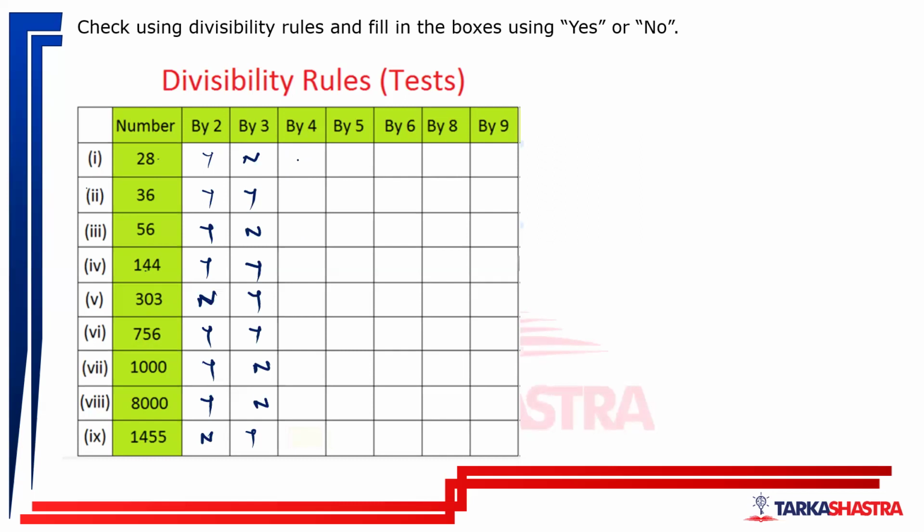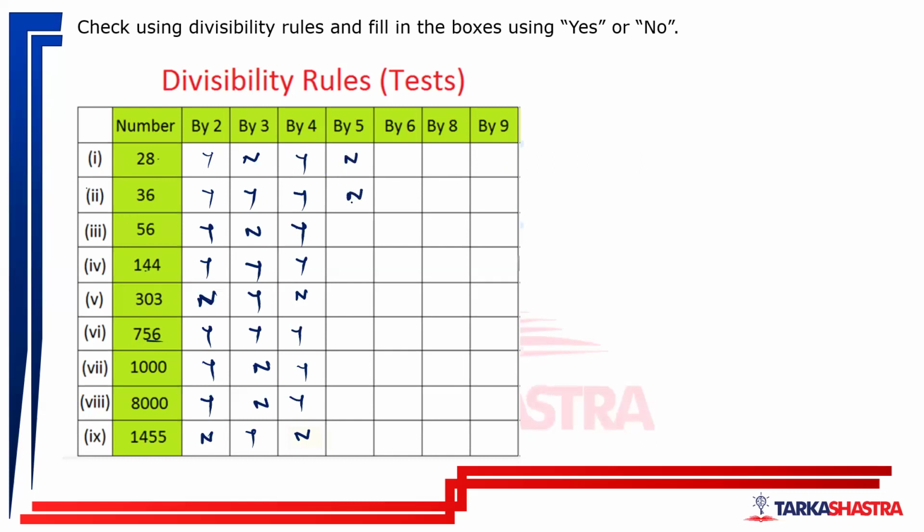28 divisible by 4, yes. 36 divisible by 4, yes. 56 divisible by 4, 144 divisible by 4, 303, no. 756, so is 56 divisible by 4, yes. 1000, yes. 8000, yes. 1455, no. Let us check the divisibility by 5.